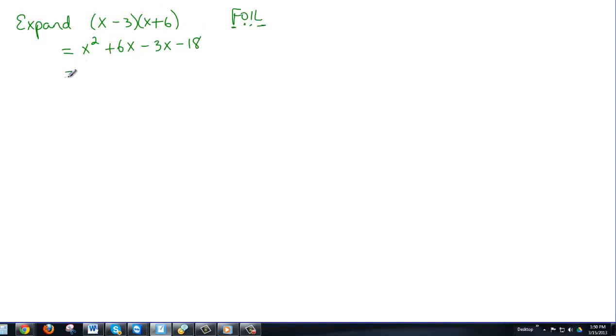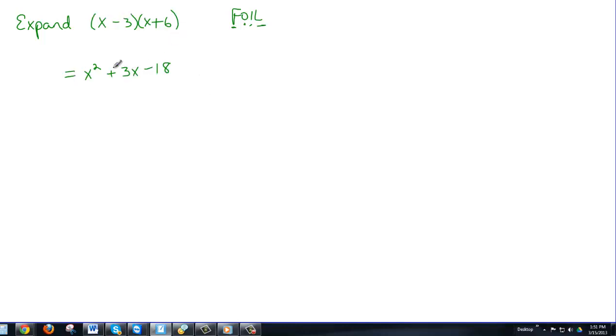It's not as pretty as it could be. Make sure you collect like terms. Positive 6x and a negative 3x together leave positive 3x minus 18. There is what happens when you expand. Now let's look at something that happened as we FOILed that out. I'm going to make some of this go away and take this middle row out so I can draw some arrows.